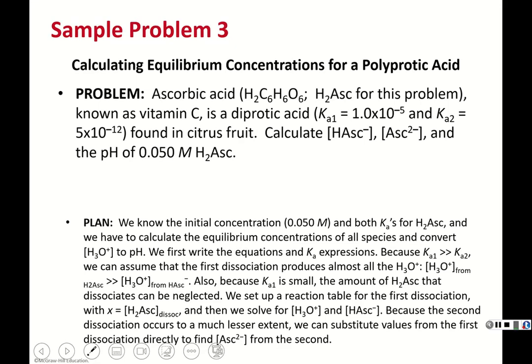Okay, so in this problem, we're going to have to calculate our first step's conjugate base and the second step's conjugate base and the pH of a 0.05 molar solution of this acid. So you can read the plan that we're going to undertake here. Basically, it involves two subsequent steps of what we've just been doing for our roadmap for these types of problems.